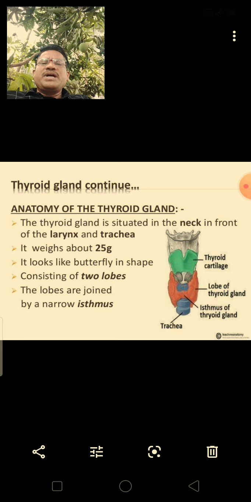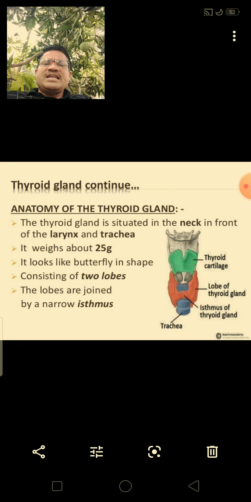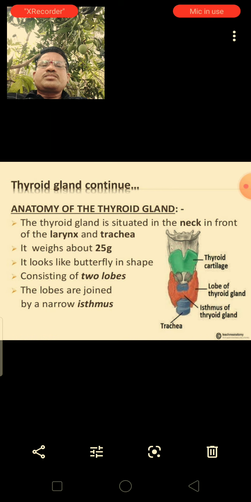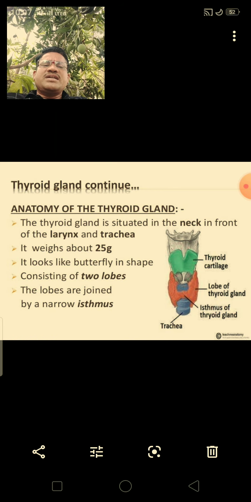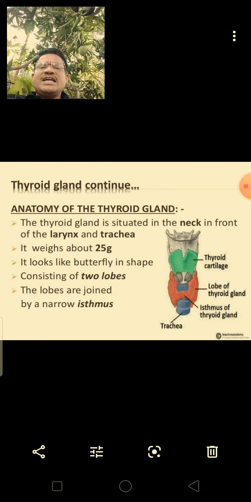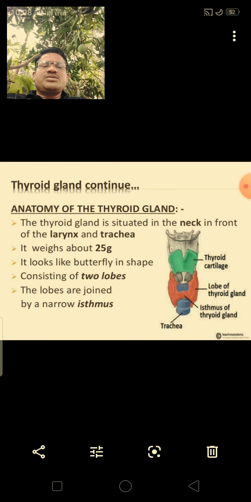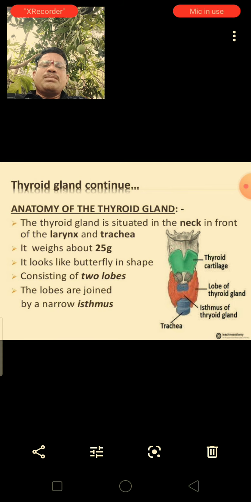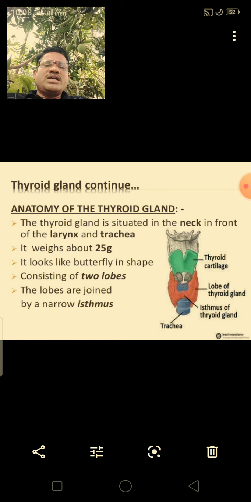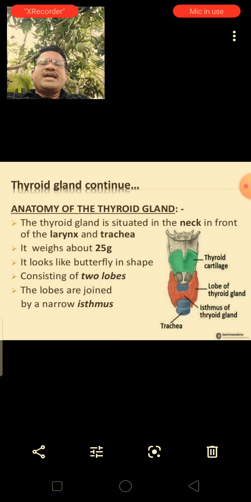Okay, one pair of thyroid glands is present at the neck region, at the throat. The thyroid gland is situated in the neck in front of the larynx and trachea. It weighs about 25 grams each. It looks like a butterfly in shape, consisting of two lobes. The lobes are joined by a narrow isthmus. The isthmus is present in the lower part of the lobe of the thyroid gland.